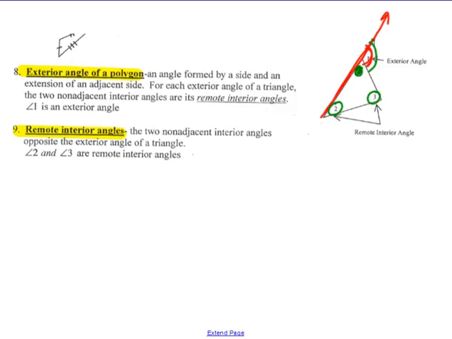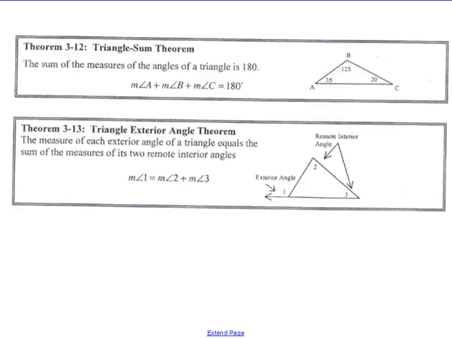Okay. So the triangle sum theorem, we've been doing a little bit of this already. It just means that the angles inside of a triangle add to 180. The triangle exterior angle theorem says that this angle is the same measure as the sum of these two angles.